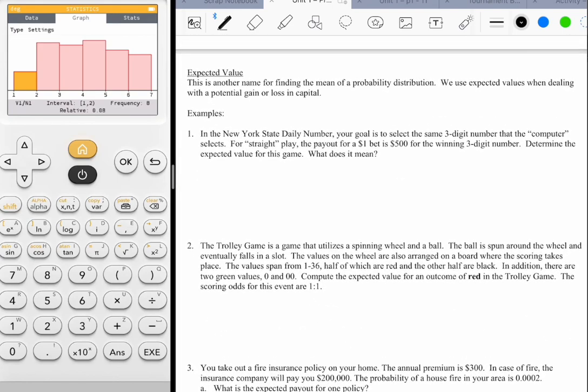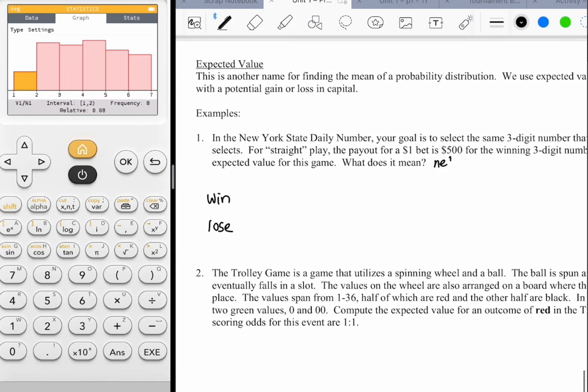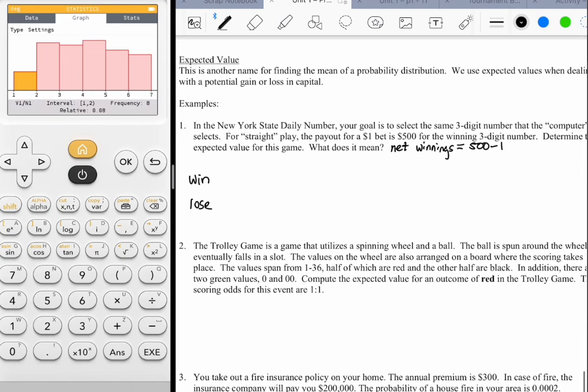So your two possibilities are winning and losing. If you win, you're going to win something. They're saying here that if you pay $1 in your bet, you're going to get $500, right? Not really, right? Your net winnings would be 500 minus 1. That's an assumption that we have to make.